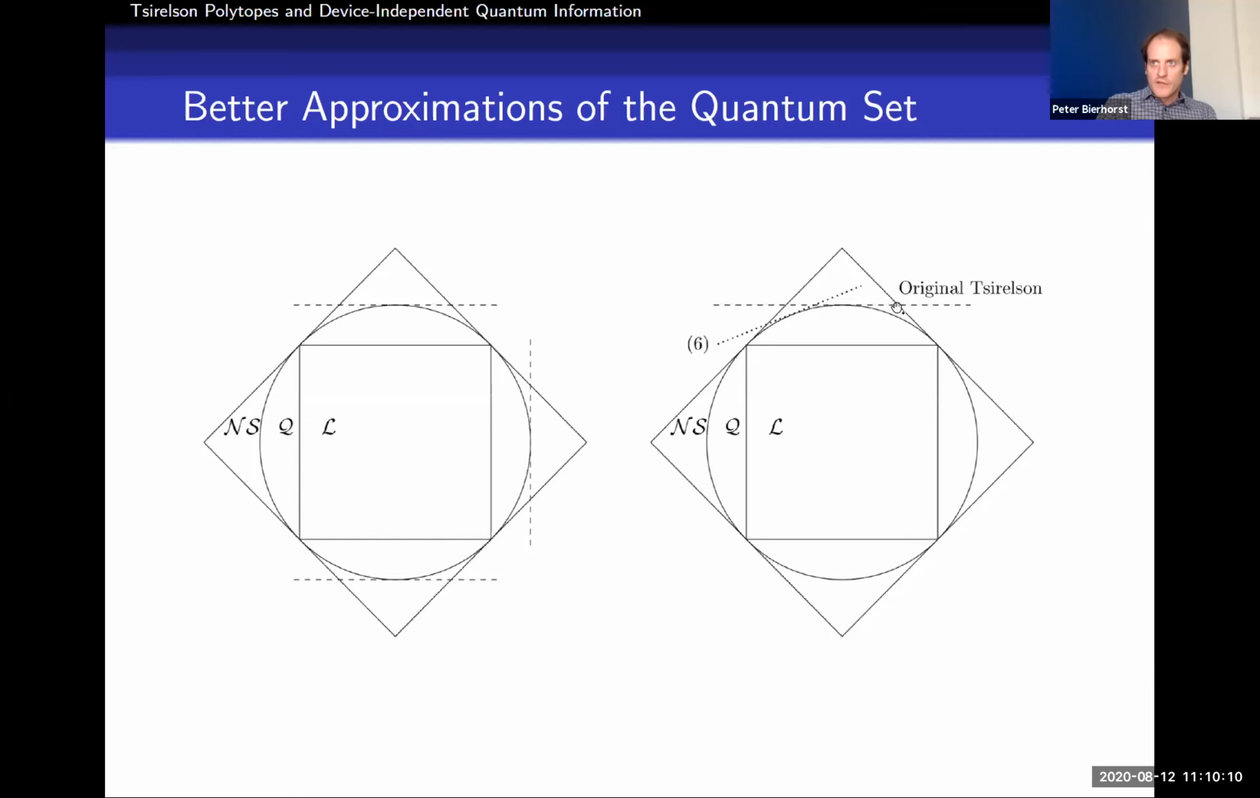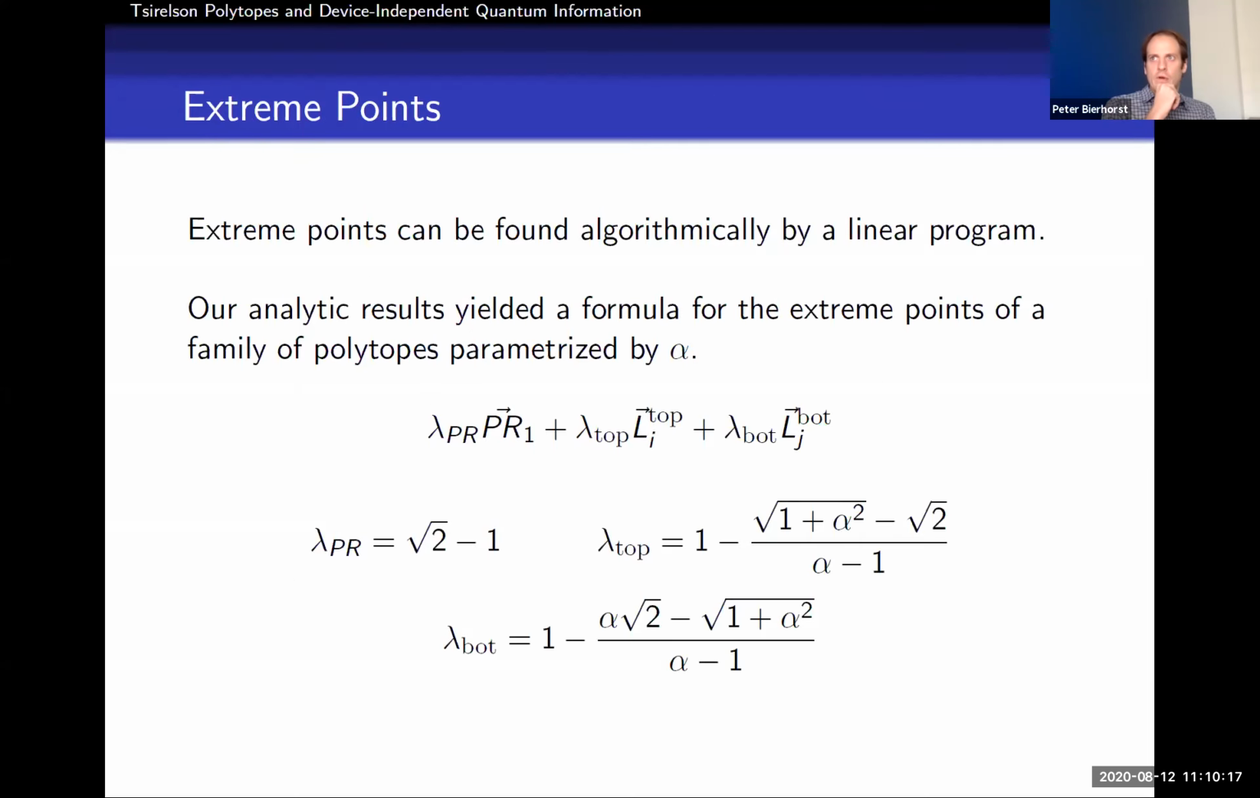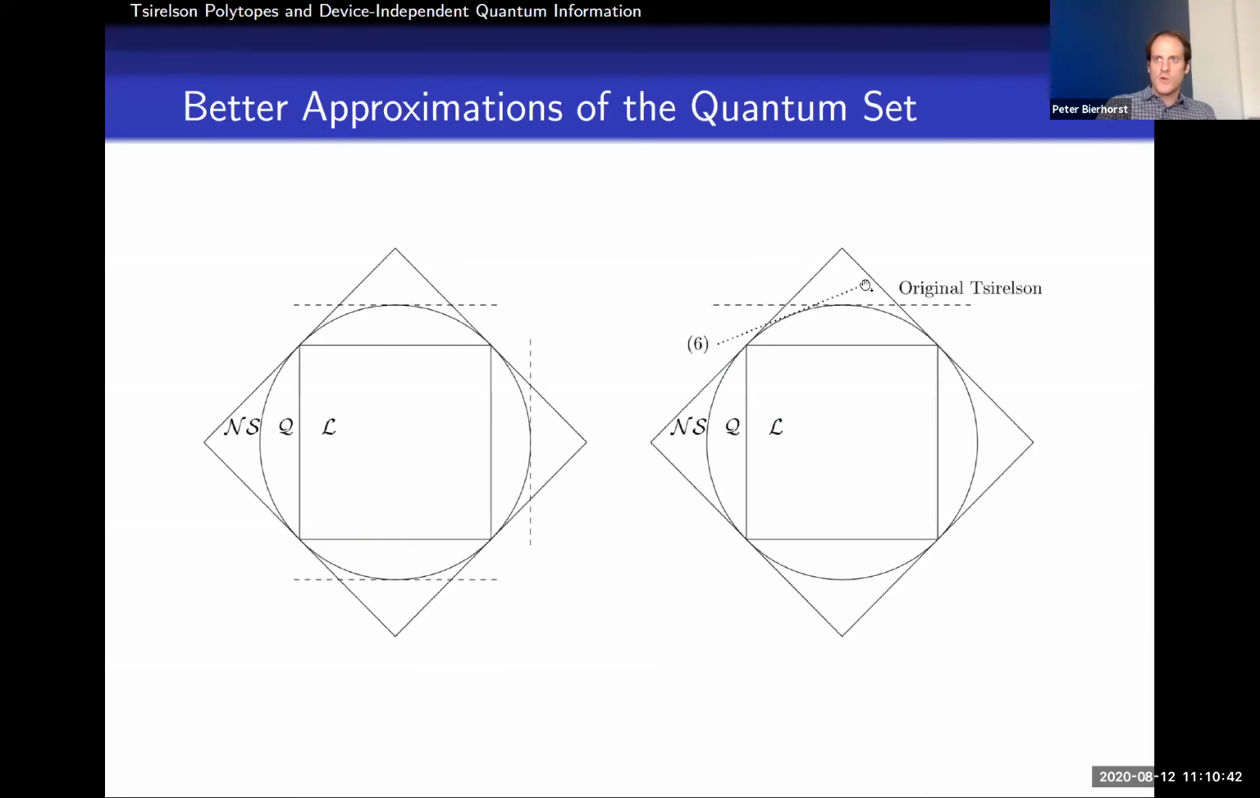That might be another extreme point in this higher dimensional thing. And so we classified that in our recent paper. The abstract of my talk contains the information for what paper that is. The extreme points can be found algorithmically by a linear program given any constraints. But what we were able to do is get some analytical results yielding a formula for the extreme points as a family of polytopes parameterized by alpha. Alpha parameterizes the degree of tilt in this sort of tilted Bell inequality here.